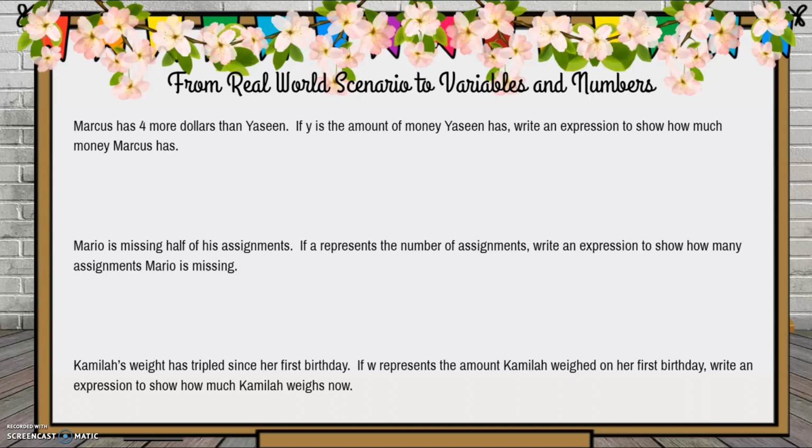So the first example says, Marcus has $4 more than Yasin. Right, more, so I know that there's an increase. If Y is the amount of money that Yasin has, write an expression to show how much money Marcus has. So Marcus has $4 more than Yasin. So Marcus's amount is Yasin plus 4. Okay? Marcus has whatever Yasin has plus $4 extra. Let's look at the next example.